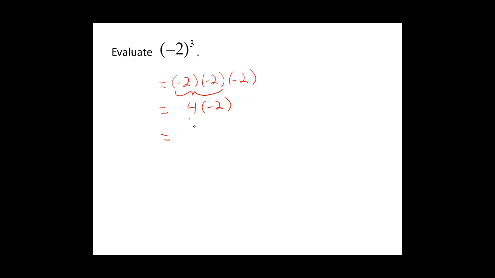4 times negative 2 is equal to, using our rules for multiplying signed numbers, if the signs are different, the answer will be negative for the product. So the cube of negative 2 is equal to negative 8.